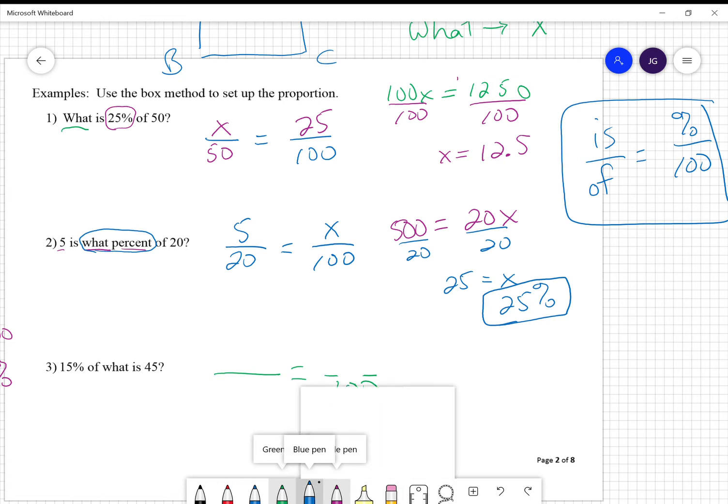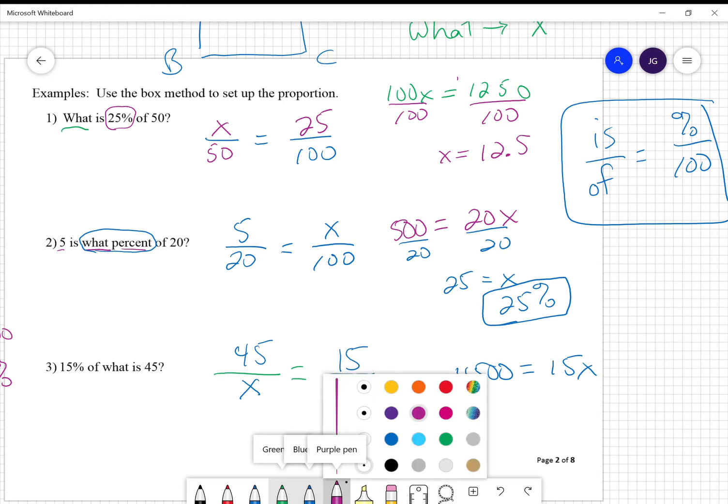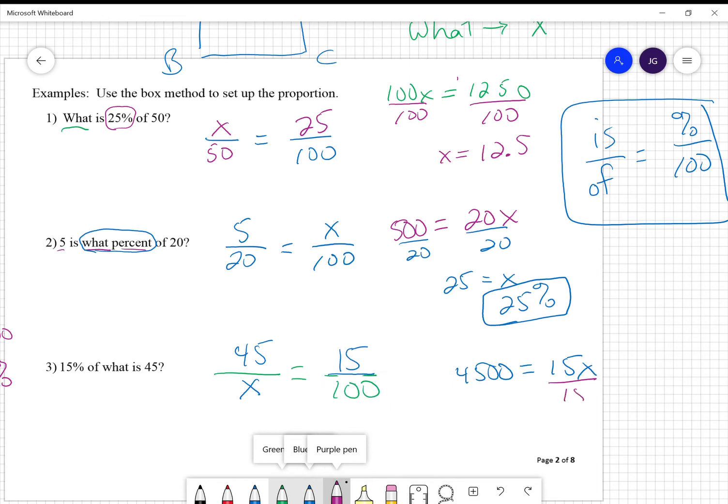It's not letting me, there we go. 15 over 100 of what? So of what is on the bottom, so x is on the bottom, 45 is on the top. Cross multiply, 4,500 equals 15x. Divide both sides by 15. X is 300.